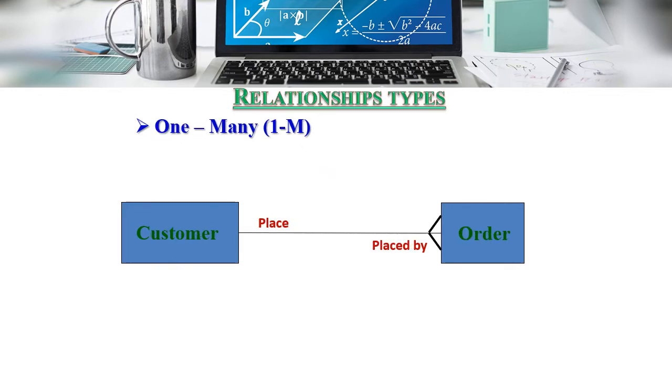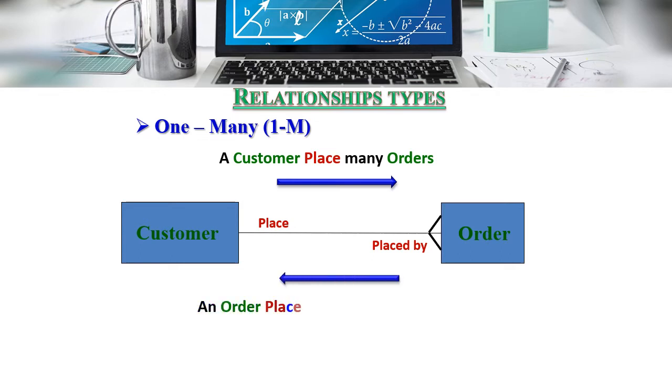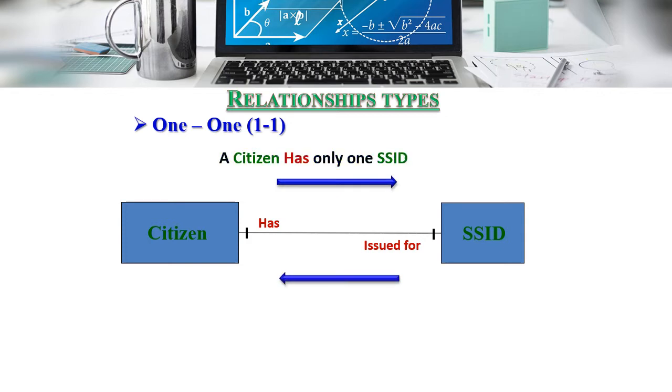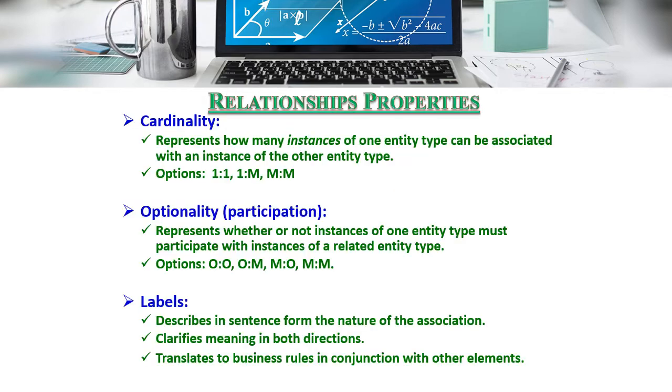The relationship type one-to-many: a customer places many orders, and an order is placed by only one customer. The relationship type one-to-one: a citizen has only one SSID, and an SSID is issued for only one citizen.